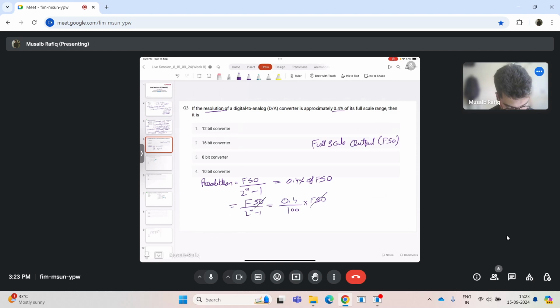So this and this will cancel. That implies 2 raised to the power n minus 1 is equal to 100 by 0.4. That implies 2 raised to the power n minus 1 is equal to 100 by 4 is 25, and this is 250. So that implies 2 raised to the power n is equal to 251. That implies n is equal to 8. So this is an 8-bit converter, right?